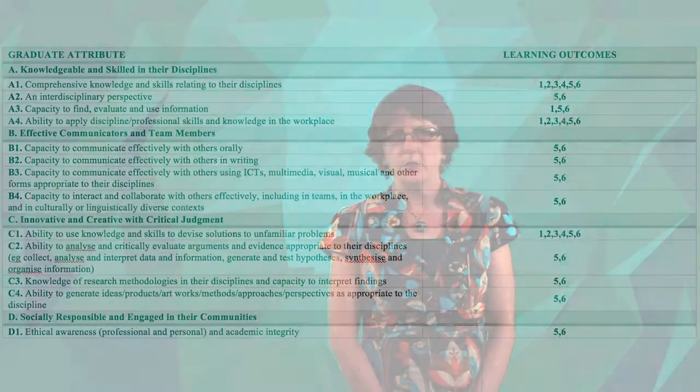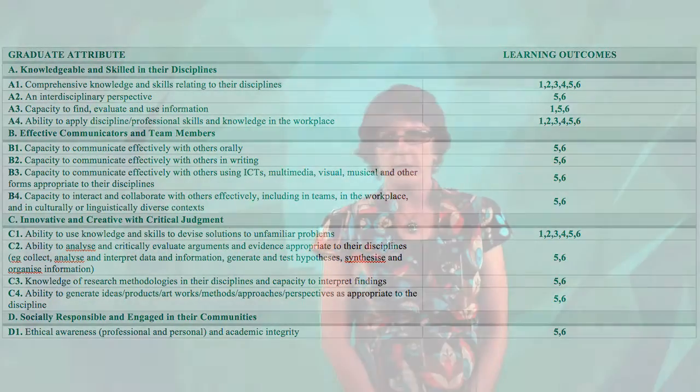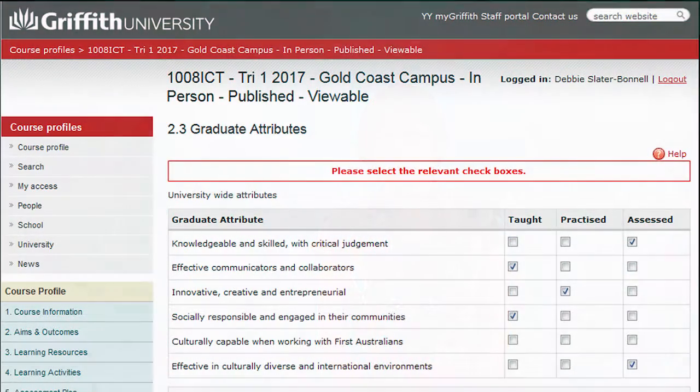In the old system, we used to map each attribute and sub-attribute to relevant course learning outcomes. Now there is a new table in the course profile template and in the electronic course profile system that requires us to indicate where the attributes have been taught, practiced and assessed in our course. Only those attributes that you select will be shown to your students. Also, we are no longer required in that table to map how the attributes align with our course learning outcomes.